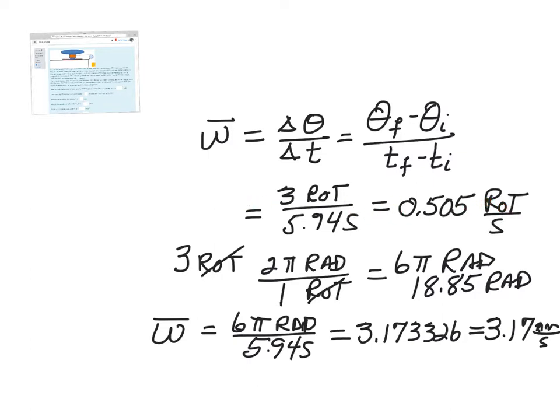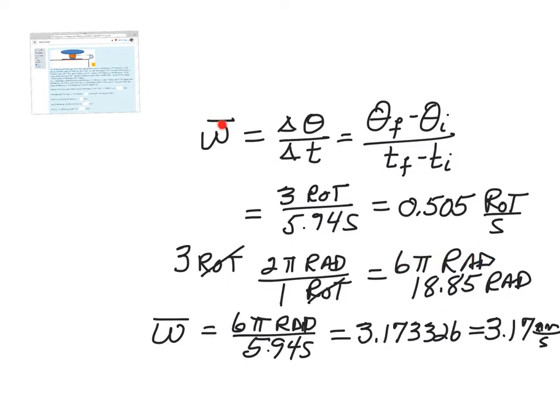But oops, if we look at the box, it wants the answer in radians per second. So this is the correct answer, but the wrong units. Let's change the rotations to radians. So 3 rotations, we multiply by 2 pi radians divided by 1 rotation. The rotations cancel. We'll always be multiplying by 2 pi per rotation. So that's 6 pi radians. Each circle is 2 pi, there are 3 of them, so it's 6 pi. Multiplying it out would be 18.85 radians. We often just leave it as 6 pi and then put pi in the calculator.